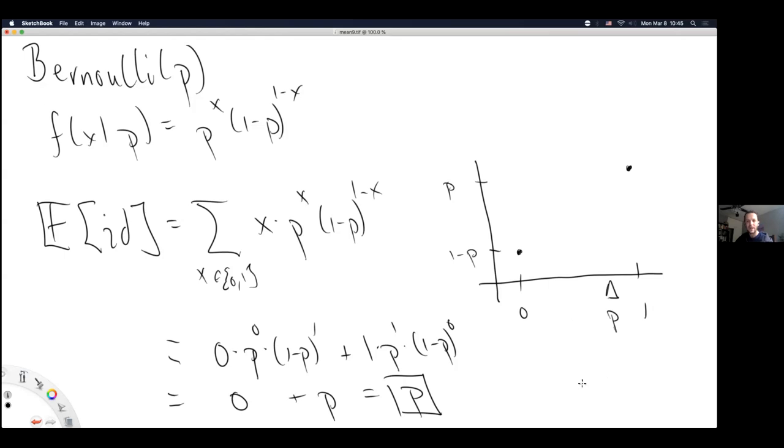Why is it that the point that balances out this function is closer to 1 if P was bigger than 1 minus P? According to the way I drew it, which of these two points has more weight? More weight is by taller. So in this case, one has more weight than does zero. The way I drew it, one has more weight than does zero.